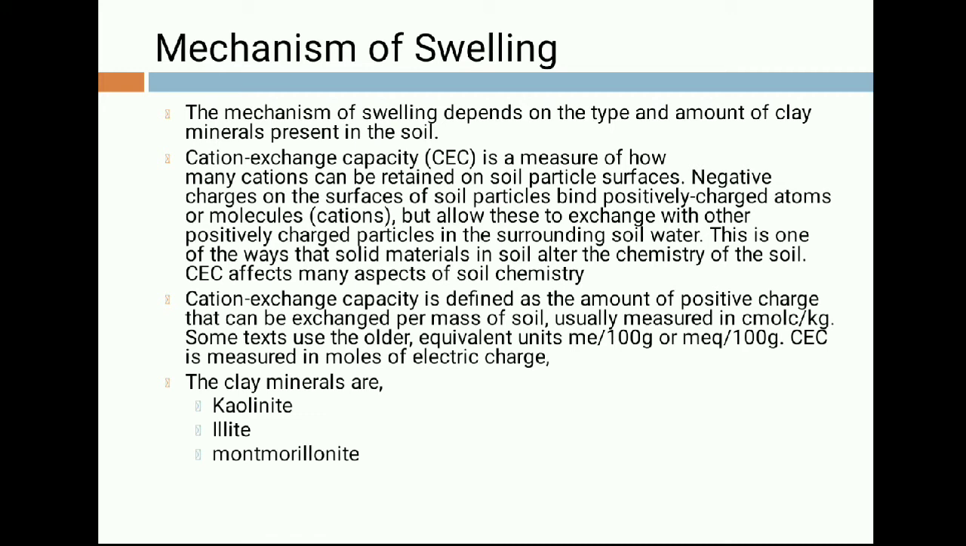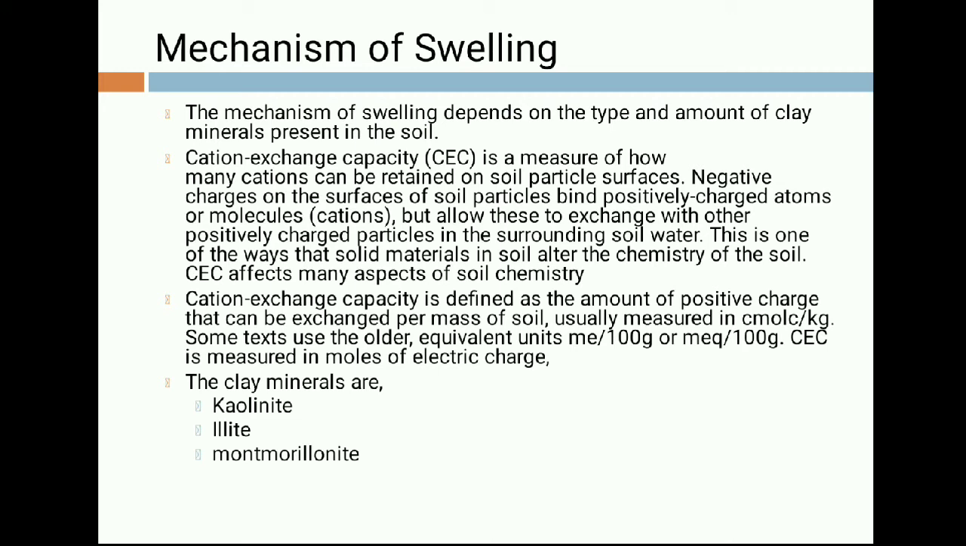Negative charges on the surface of soil particles bind positively charged atoms or molecules, that is your cations, but allow these to exchange with other positively charged particles in the surrounding soil water. Means there is exchange of positively charged particles between water and the other charged particles, which is done by the negative charge of the soil. This is one of the ways that solid particles in soil alter the chemistry of the soil.